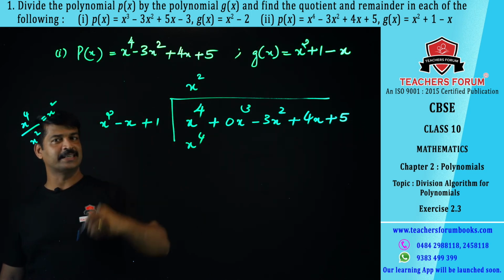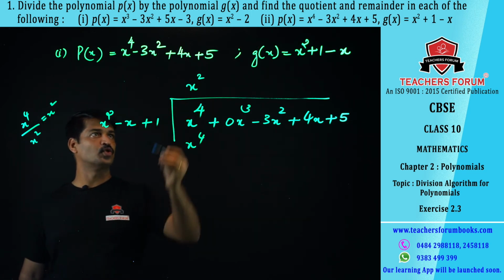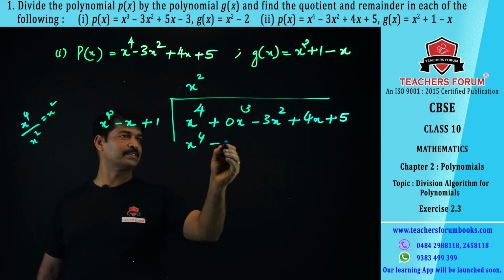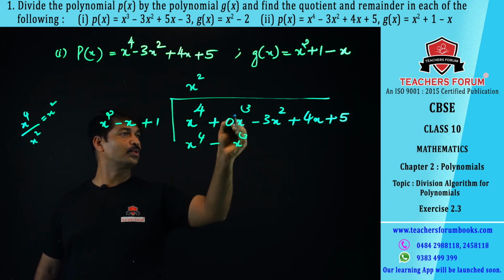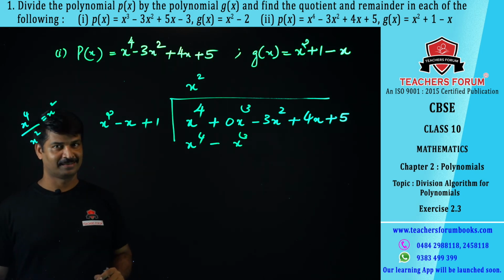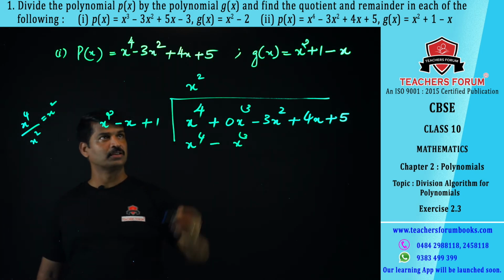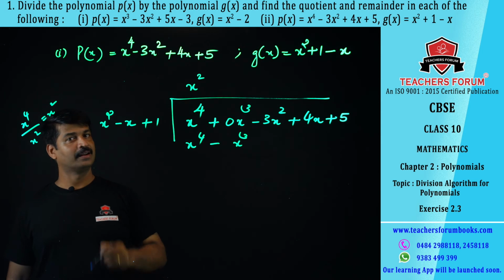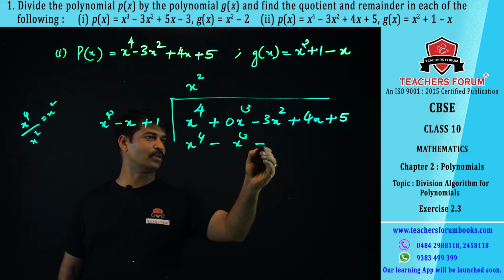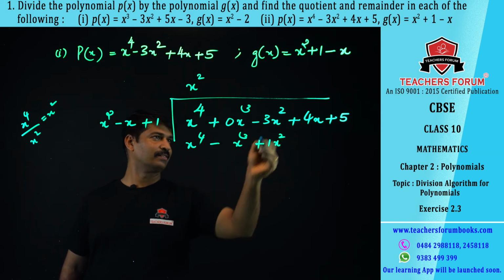x square into minus x, minus x cube. x square into minus x, that is minus x cube. That's why I told you to write 0x cube there. Okay. Now x cube. Next, x square into plus 1, plus 1x square. So plus 1x square.